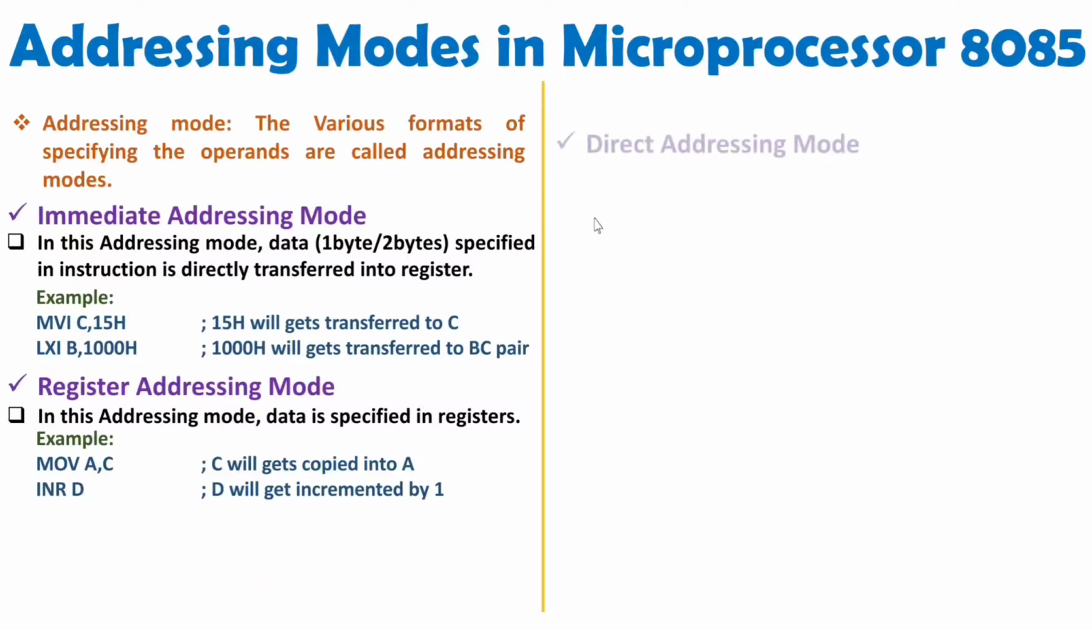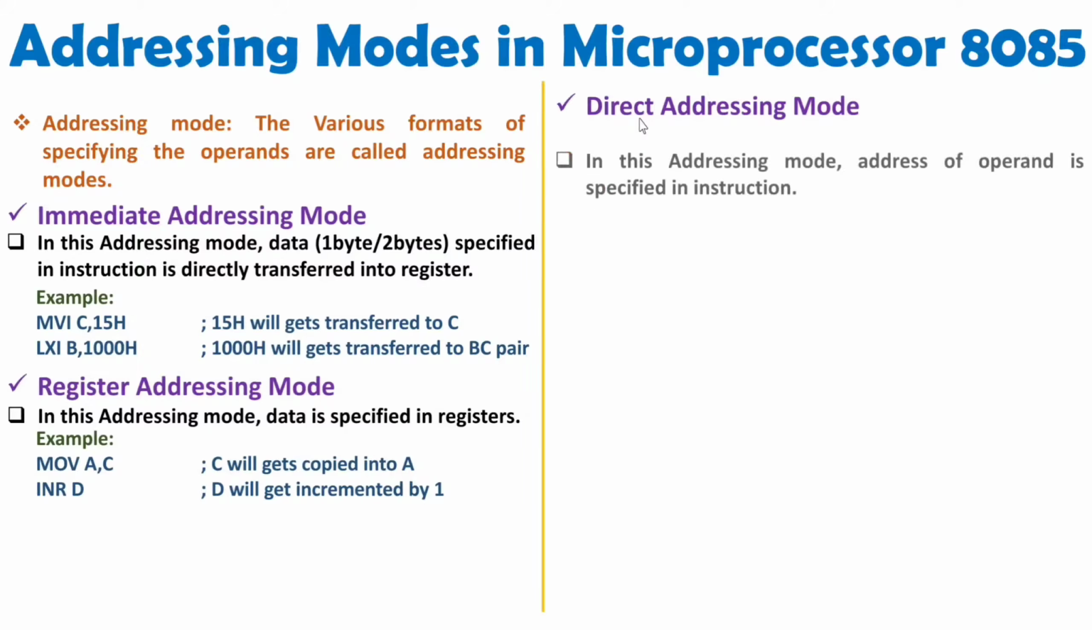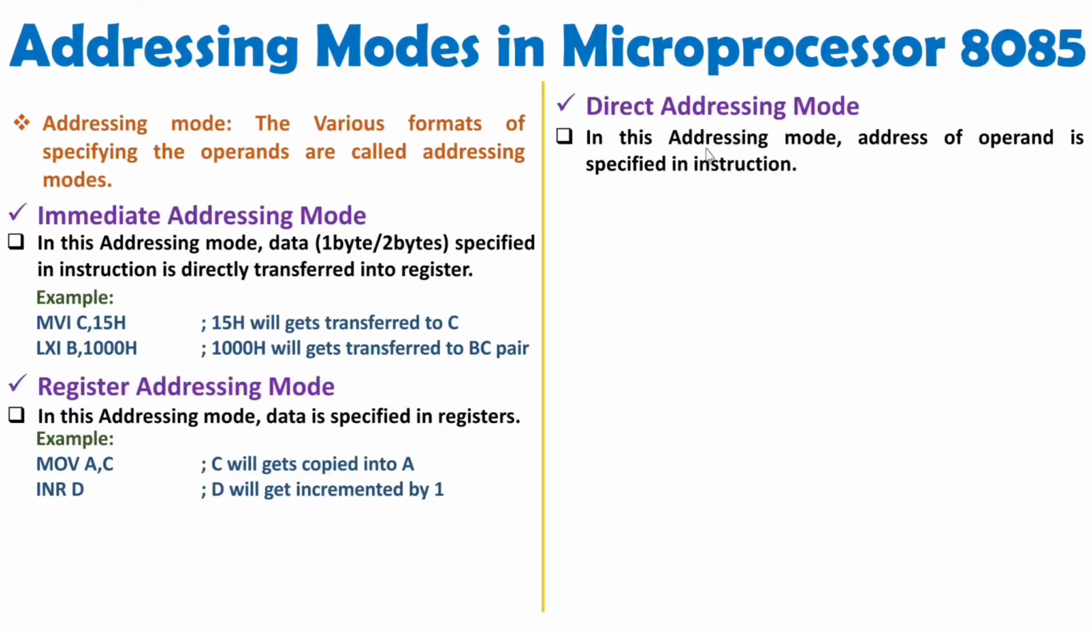Let us see direct addressing mode, my dear students. When we talk about direct addressing mode, the operand is specified by a memory location, and that memory location is given in the instruction. So in direct addressing mode, the address of the operand is specified in the instruction. Let us see some examples.